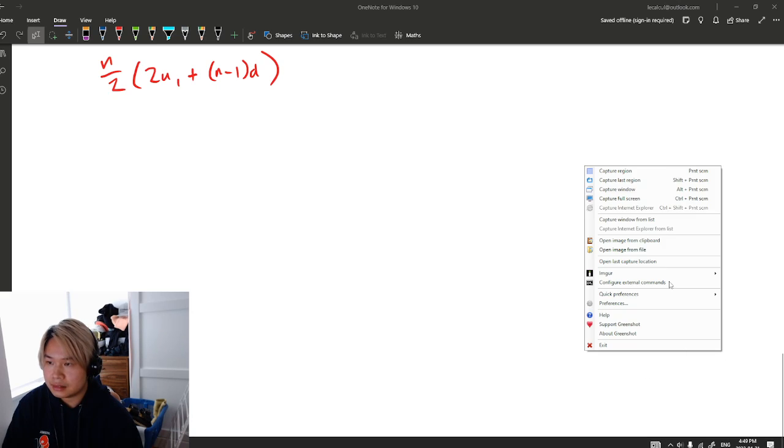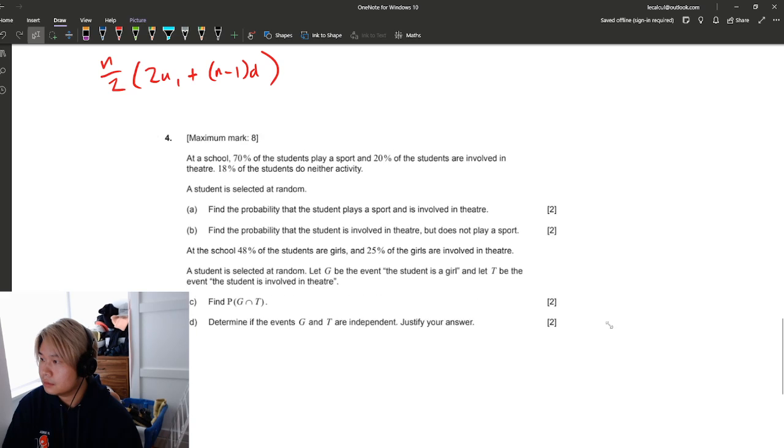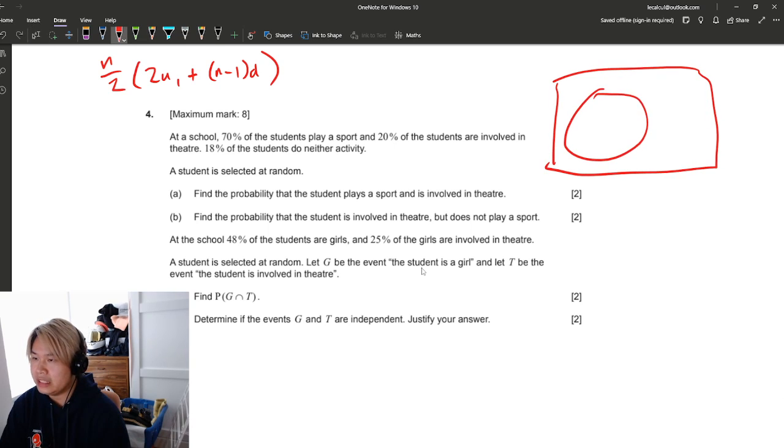Okay, next. Okay, at a school, 70% of the students play a sport, 20% of the students are involved in theater, and then there's 18 that do neither. Okay, so right away, I'm gonna make a Venn diagram. We got our jocks, our sporty people, and we got our weird theater nerds. Theater people are so weird. Okay, and then it also says that 18% don't do anything. So obviously this is out of 100.